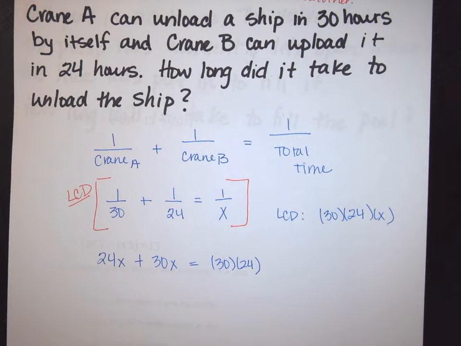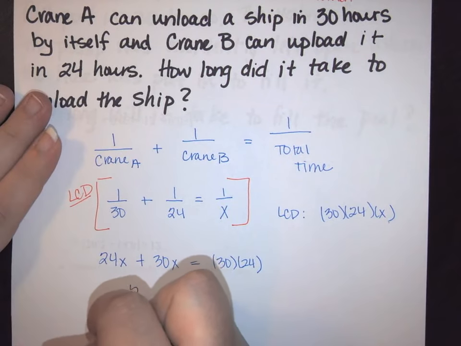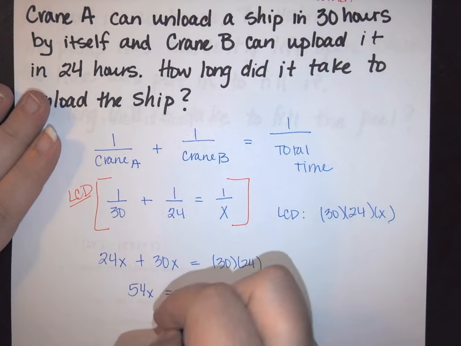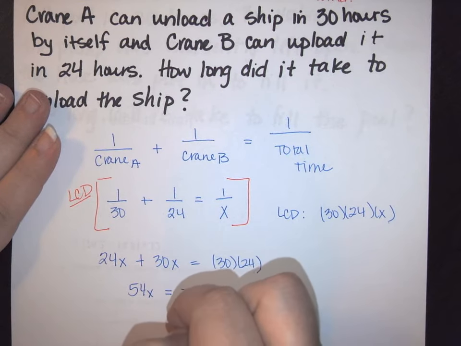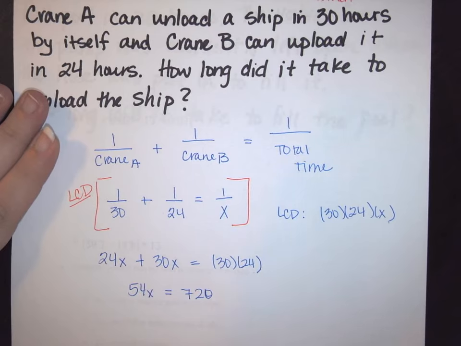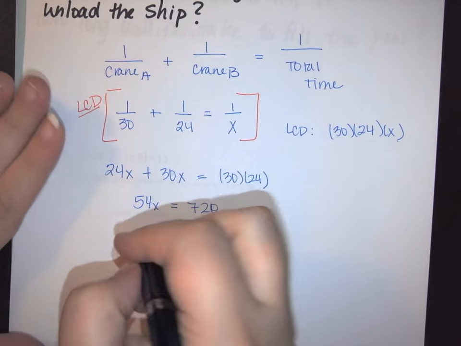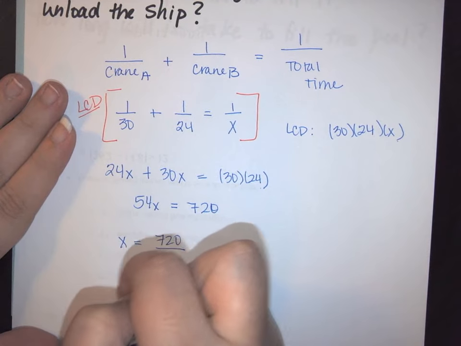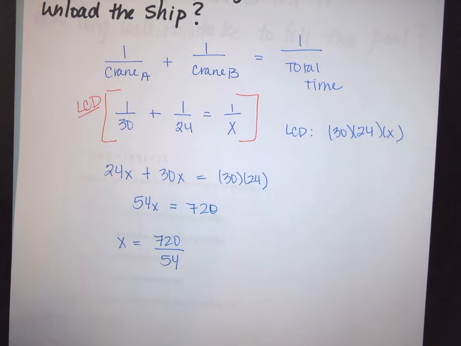So now we can go ahead and combine. And so here you're going to have 24 plus 30 gives you 54. So this is going to end up being 54x is equal to, and now we're going to multiply, 30 times 24 is 720. And then we need to go ahead and divide. So x is going to be 720 over 54, and so you want to go ahead and reduce that as far as you can.